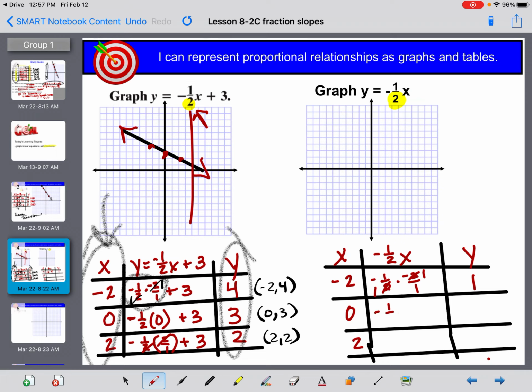Then I solve it again. Negative 1/2 times 0 is 0. Then negative 1/2 times 2. Notice how I put 2 as a fraction, 2 over 1. And I get negative 1. Now I'm ready to graph.